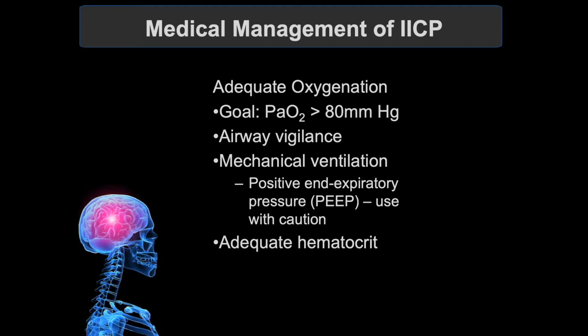This requires airway vigilance and even mechanical ventilation using such modalities as positive end expiratory pressure, which should be used with caution, as that will affect CPP, and to maintain adequate hematocrit. The priority management of a patient with increased ICP is focused on ensuring a patent airway. In addition to ensuring a patent airway, oxygenation must be supported, and this is because both CO2 and O2 levels have an effect on ICP.